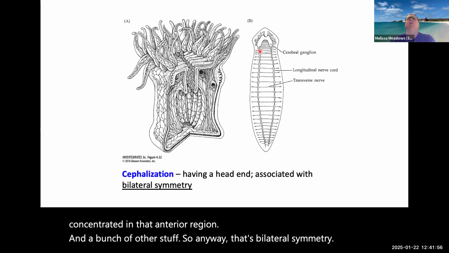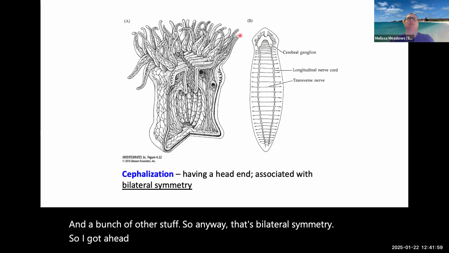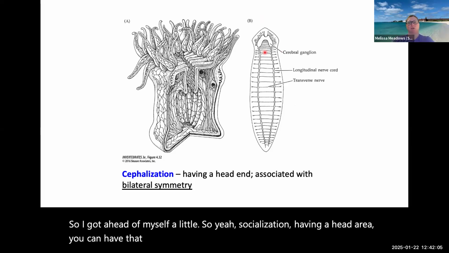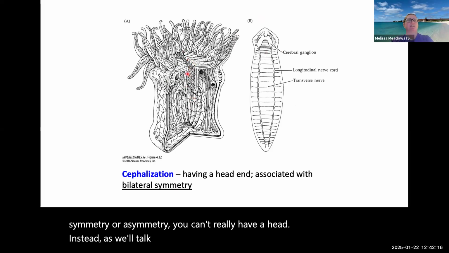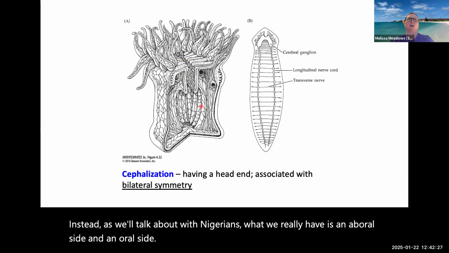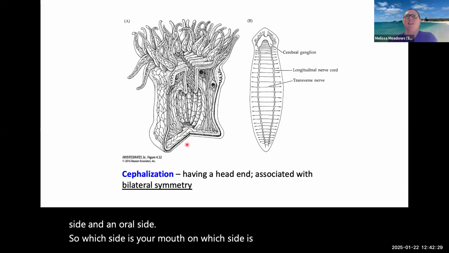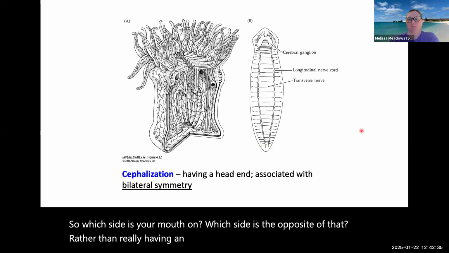So I got ahead of myself a little. Cephalization, having a head area, you can have that when you're bilaterally symmetrical. When you have radial symmetry or asymmetry, you can't really have a head. Instead, as we'll talk about with cnidarians, what we really have is an aboral side and an oral side. So which side is your mouth on? Which side is the opposite of that? Rather than really having an anterior and posterior.